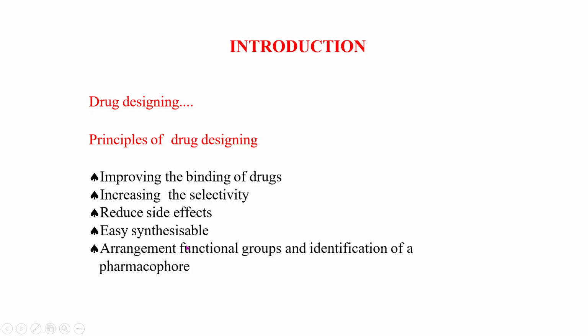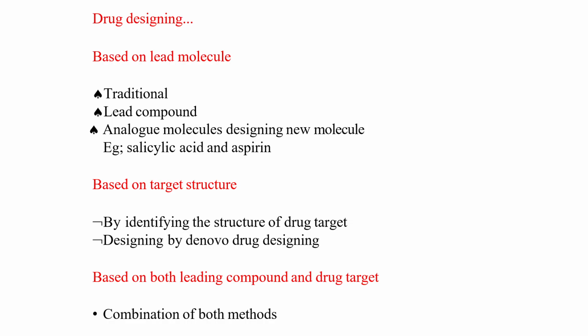Then arrangement of the functional group and the identification of the pharmacophore. We will go for the arrangement of different functional groups, which will give the better therapeutic index, and in view of the same, we need to identify the actual pharmacophore of that molecular structure. So these are all 5 principles of the drug designing concept.